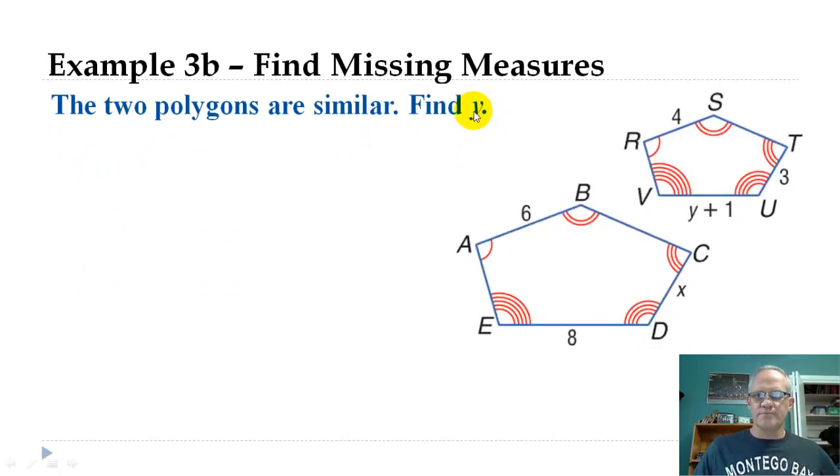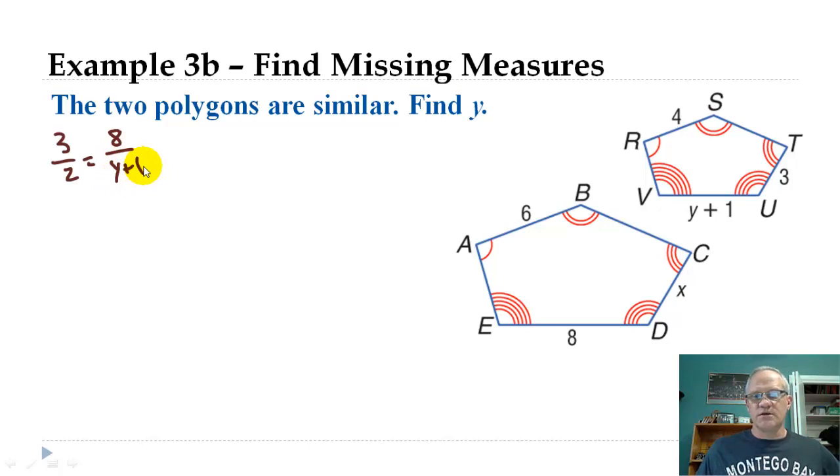All right, now in 3b, it's the same problem, but this time we want to find y. Remember, all the numbers are the same here, so we've got the same ratio of 6 to 4, or if you want to call it 3 to 2. Remember, we just did that in the last one. Well, what's that going to equal? Now we're talking about y, so 6 to 4, or 3 to 2, would equal 8 to y plus 1.